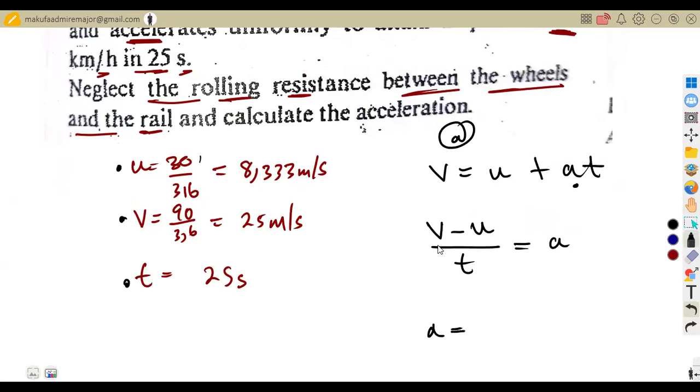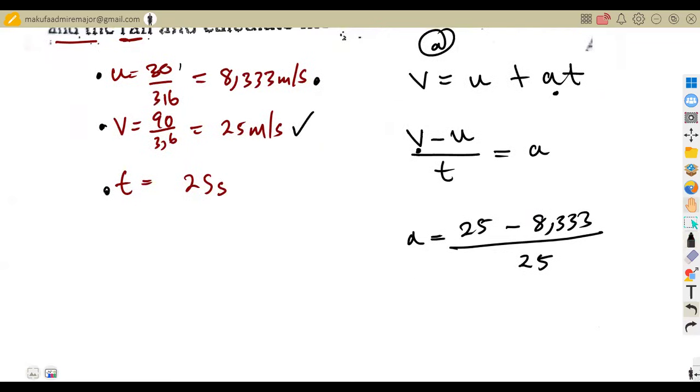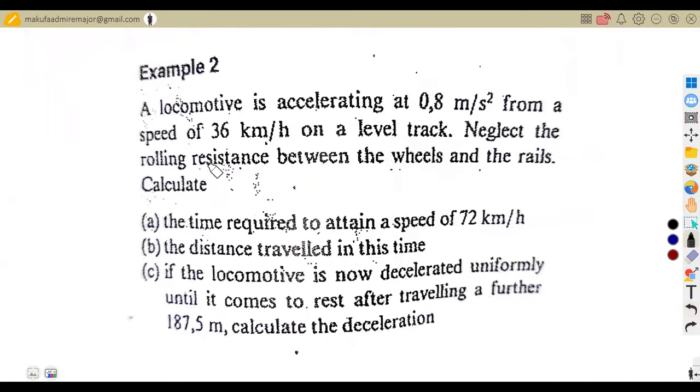So the acceleration is V, the final velocity in meters per second, minus the initial velocity in meters per second, everything over the time, which is 25 seconds. So there you're going to obtain 0.666 and so on. So that's 0.667 meters per square second. So this is direct engineering science. Okay, let's see another part.